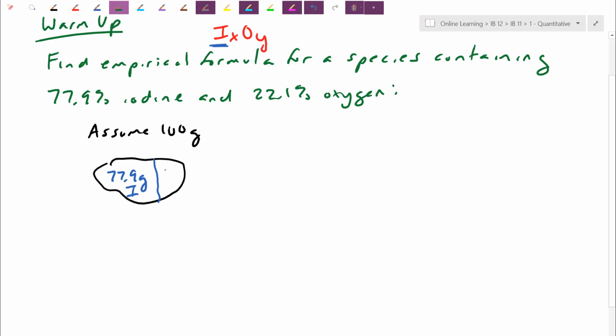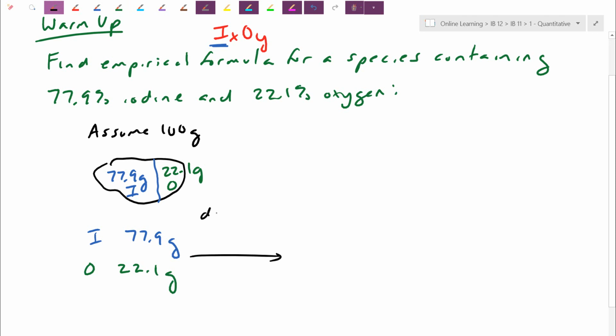On the other side here, we have 22.1 grams of oxygen. We're going to set up a row here: for iodine, we have 77.9 grams, and oxygen is 22.1 grams. You see that we've been able to convert percentage over to mass, no problem. And now we're ready to do our steps. Let's divide up the mass.